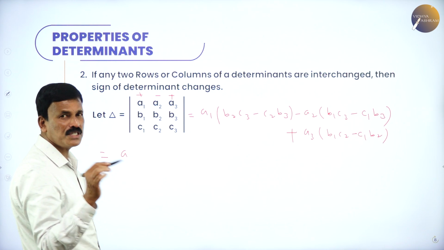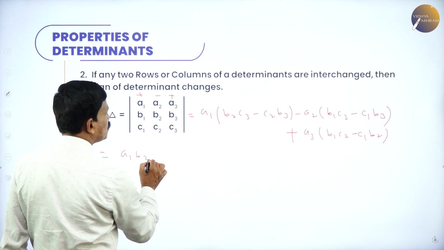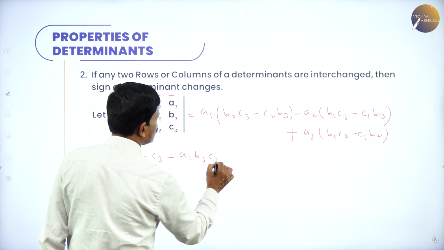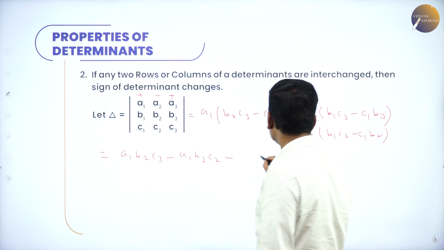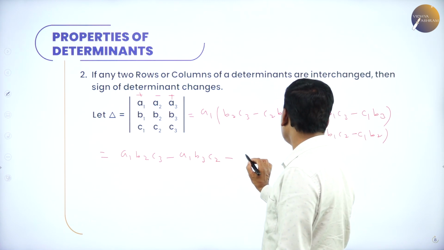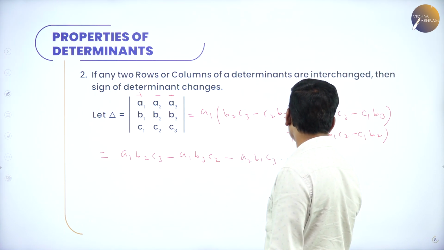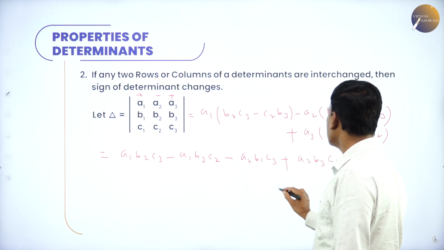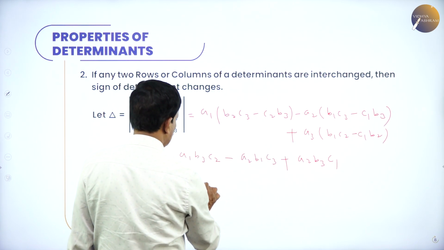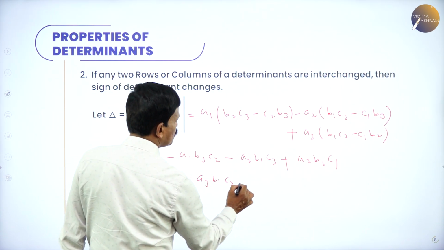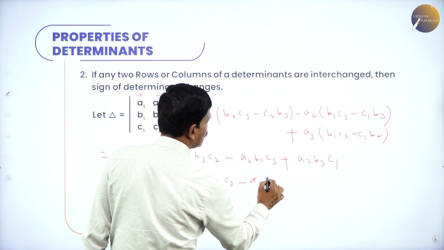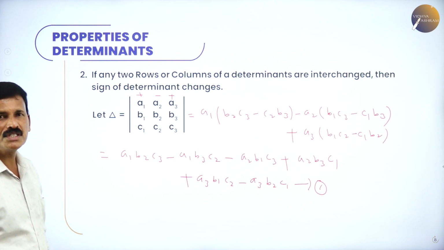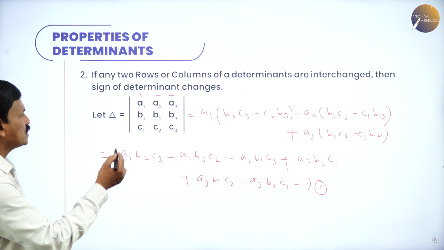Let me take A, B, C as the base. A1 B2 C3 minus A1 B3 C2, minus A2 B1 C3, plus A2 B3 C1, plus A3 B1 C2 minus A3 B2 C1. Let us represent this as equation number 1. So what is equation number 1? This is equation number 1.